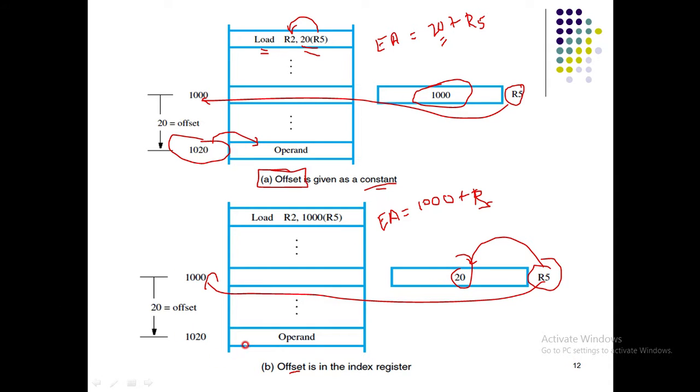So what is happening here now? Again the same operation is happening. It will jump to R5, right? It will find out what the offset is, what value has to be added. Then what will it do? It will add the offset. After adding the offset, it will move to this location, which is 1020, and it will fetch the operand.